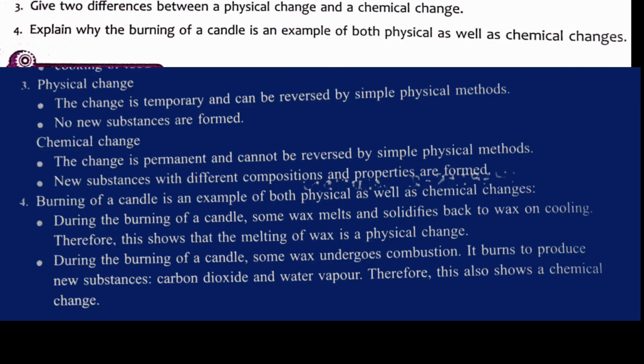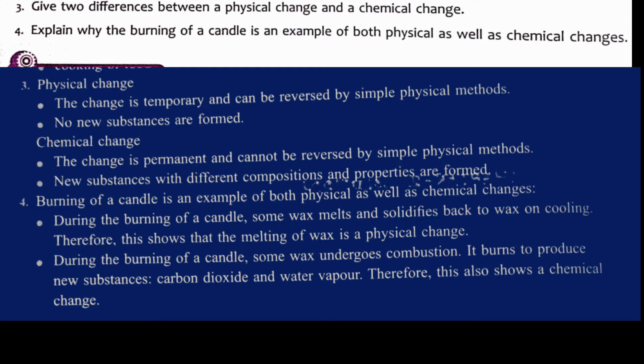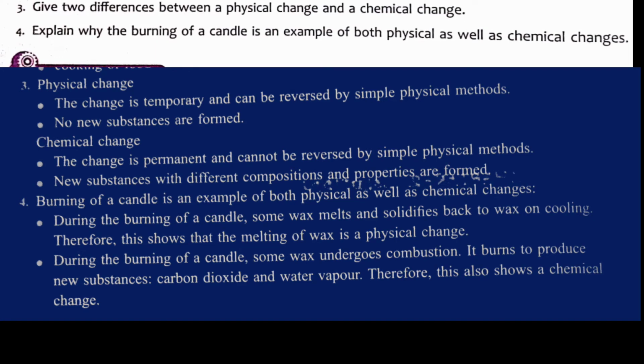Now question number 3, give two differences between physical and chemical changes. So answer is, in physical change, the change is temporary and can be reversed by simple physical method. No new substance is formed. In chemical change, the change is permanent and cannot be reversed by simple physical method. New substances with different composition and properties are formed.